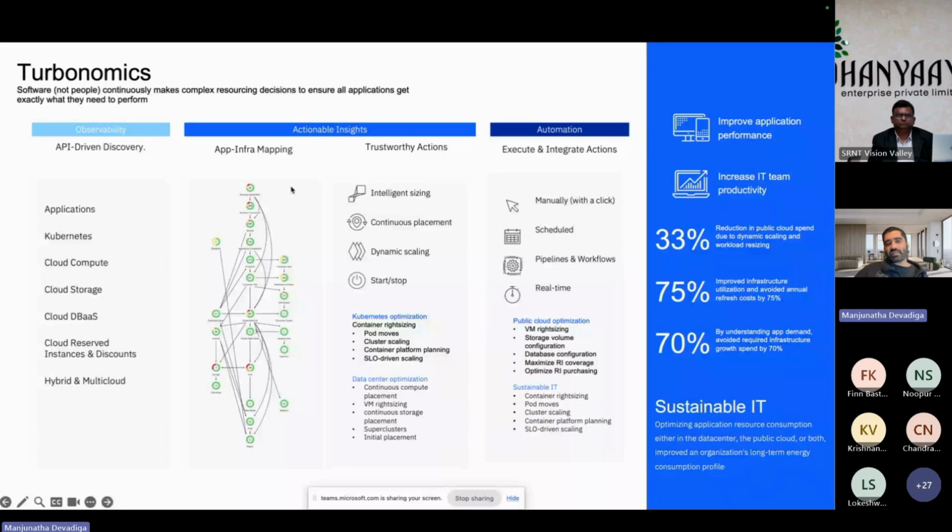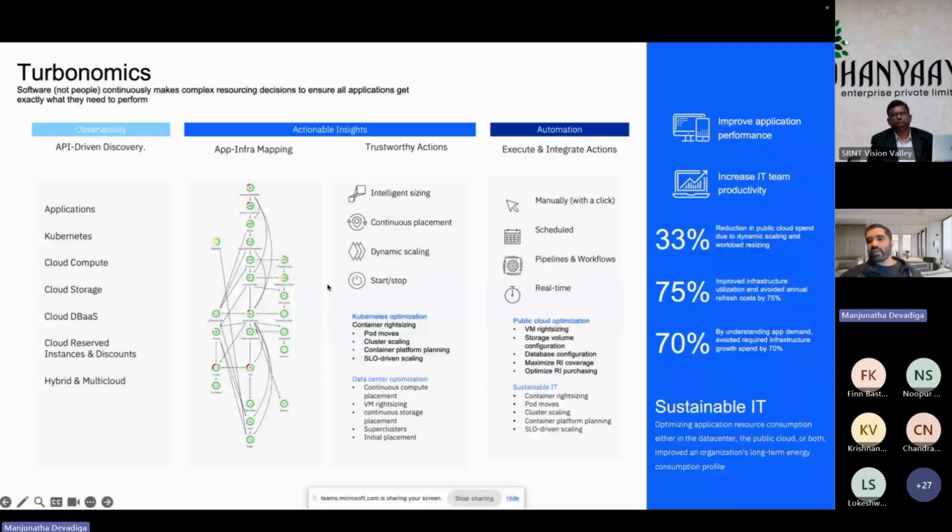That means this application needs to be fed. It needs so much more compute to run optimally. So those are some of the insights that will be provided by Turbonomic, and also it will give you recommendations on how you can intelligently size this.